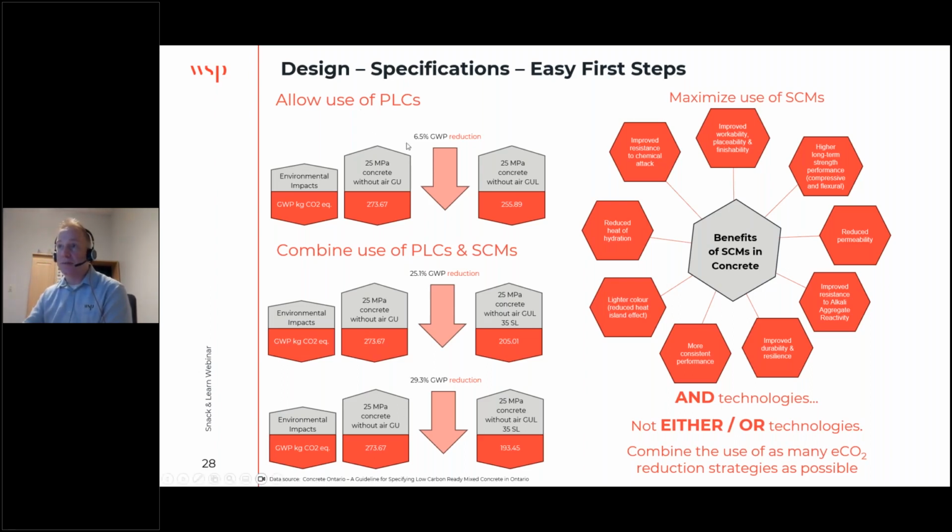And instead of just Portland limestone cements on their own, you might achieve a 6.5% reduction. Using them together with supplementary cementing materials, you can achieve significant reductions up to 25 to 30% in this particular example, and making sure we maximize the use of supplementary cementing materials. There's some benefits of the SCM listed there. Basically, let's pull every lever that we possibly can to reduce the GWP in concrete. And we're not really interested in, oh, we're going to use this approach or that one. We want to use all of them together and combine as many of the reduction strategies as we possibly can.